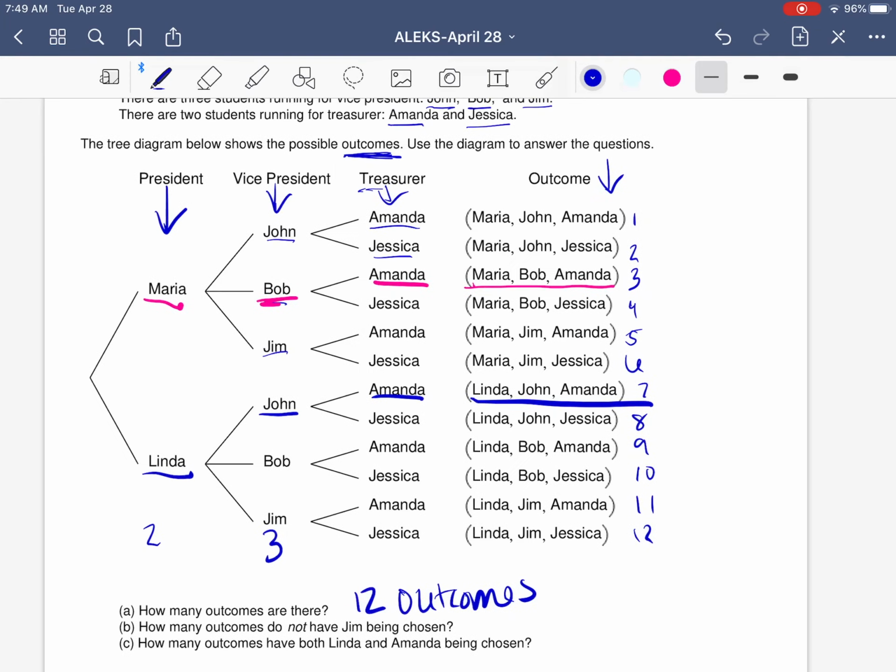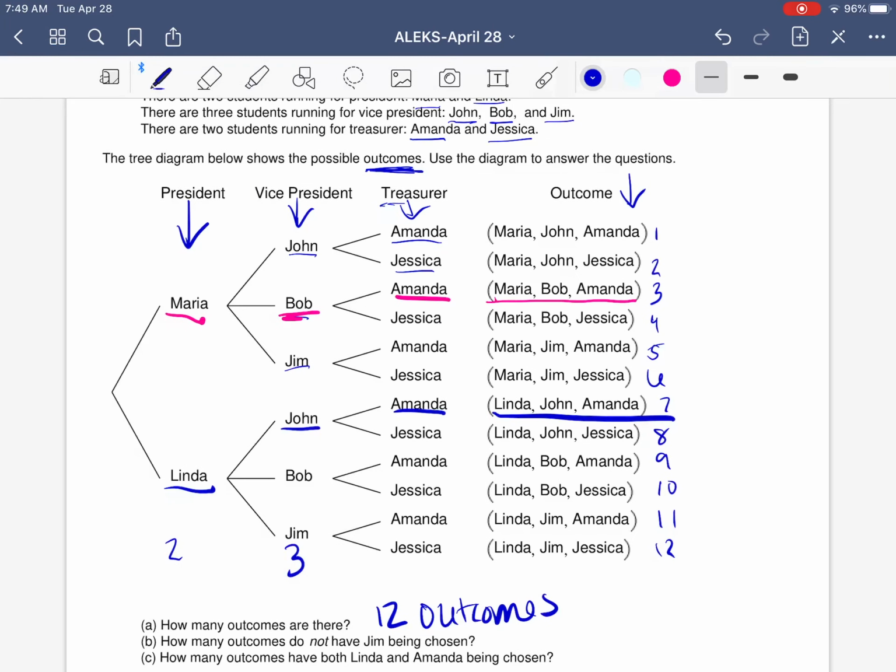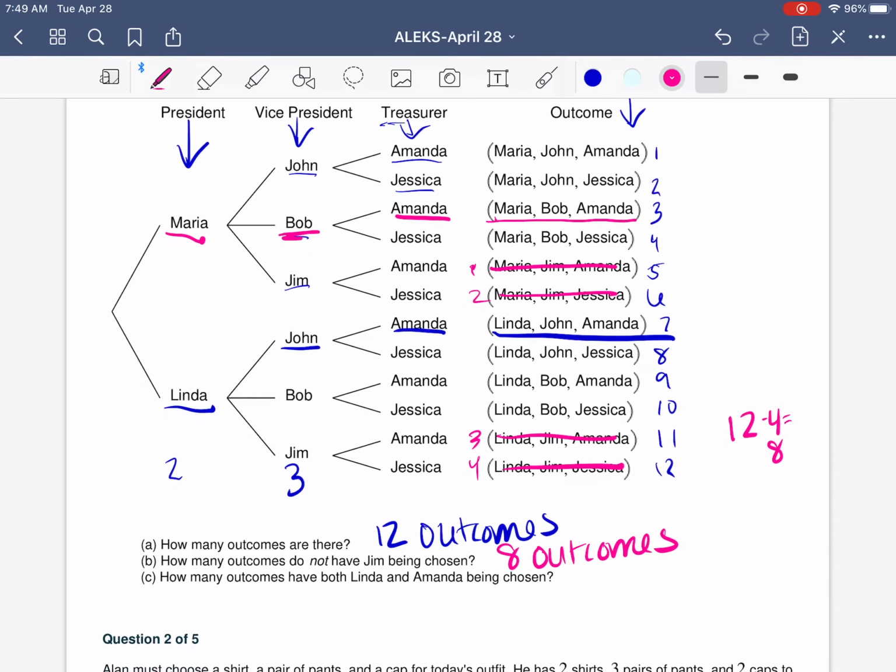B, how many outcomes do not have Jim being chosen? So we want to take out the outcomes that have Jim in it. So we'll take out that one, and that one has Jim in it, and this one, and this one. So looks like there's 1, 2, 3, 4 outcomes with Jim in it. So if we know there was 12 total, we'll take our 12 and subtract 4, which would be 8. So there's 8 outcomes without Jim in it.